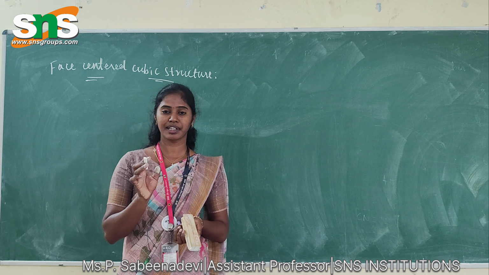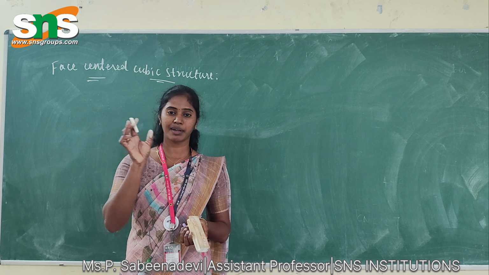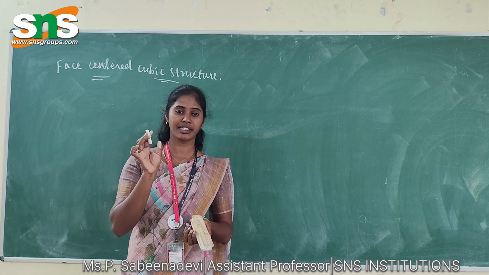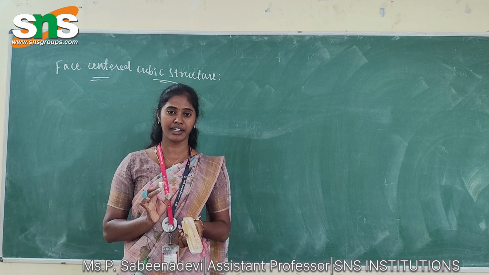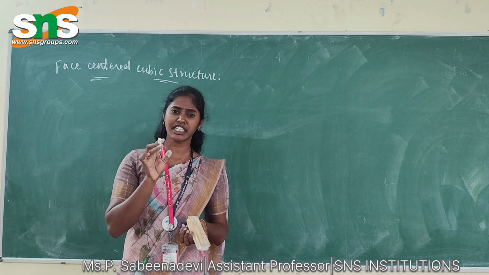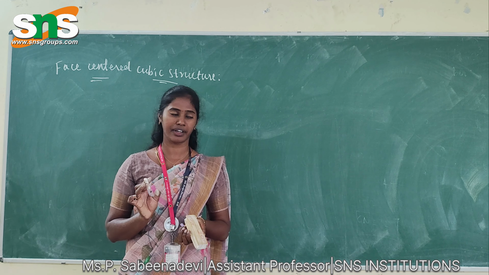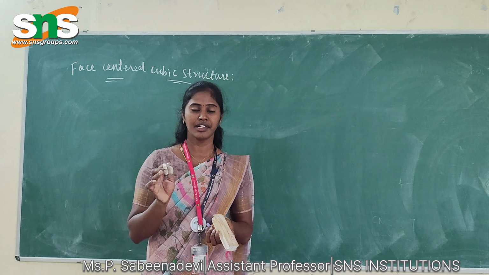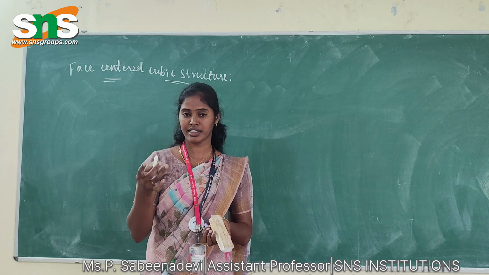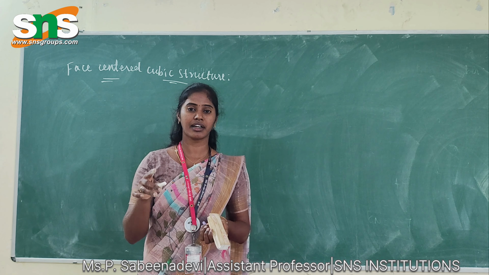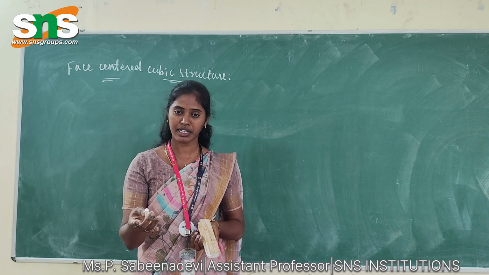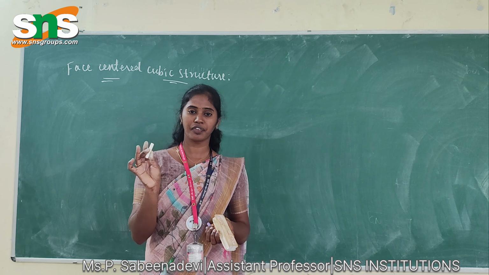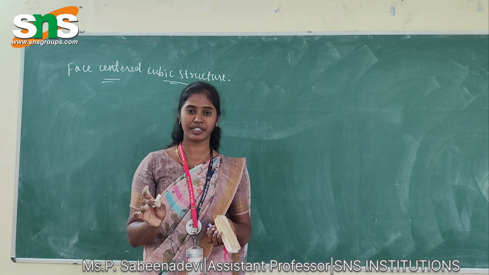The atoms have two layers of arrangement. In the FCC structure, there are 8 corner atoms, and at the middle of each face there is an atom, so it has 6 face-centered atoms and 8 corner atoms. The number of atoms per unit cell is 4. Each corner is shared by 8 adjacent unit cells, so the contribution from the corners is 1, and the contribution from the faces is 3. In total, it has 1 plus 3, so 4 atoms per unit cell.